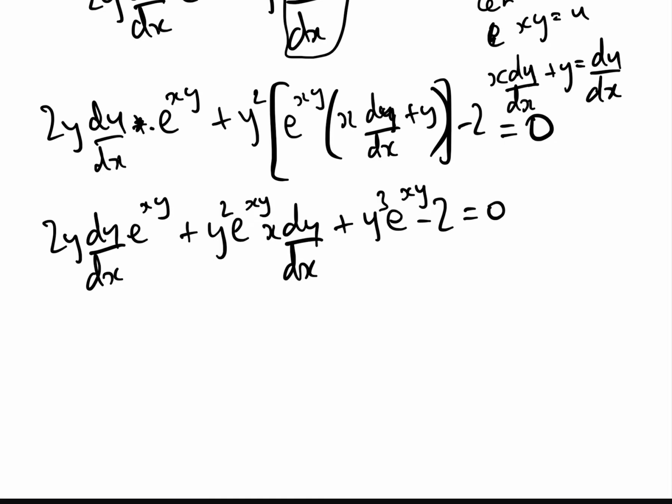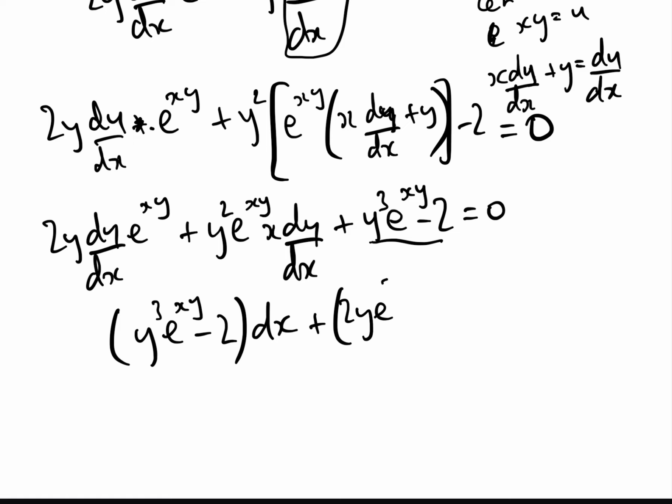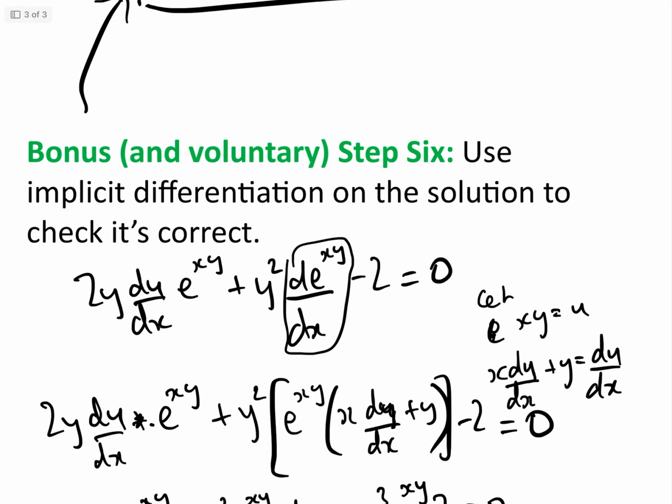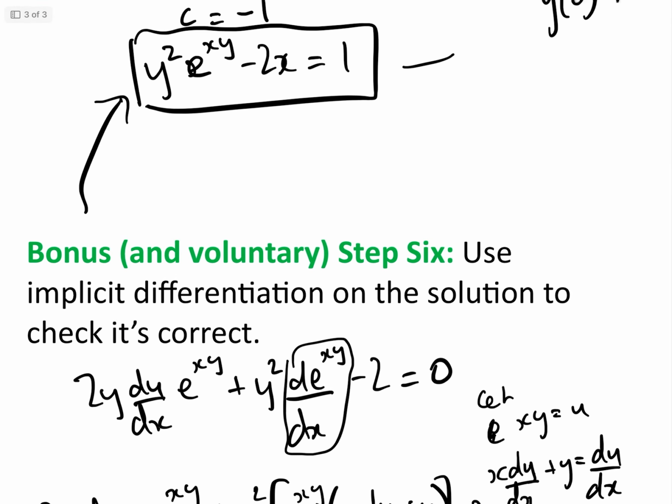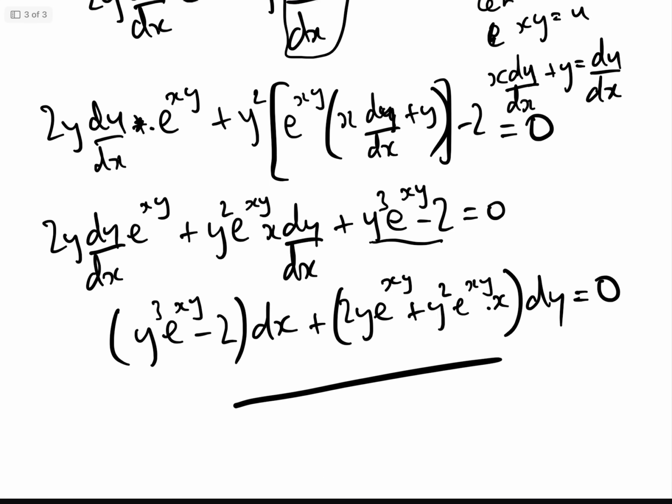And all we need to do now is put those in the right form. That'll be y cubed e to the xy minus 2 dx, add 2y e to the xy, add y squared e to the xy times x dy equals 0. And hence we have shown that the solution that we had here, when we actually differentiate it, we do get back to our first order differential equation.